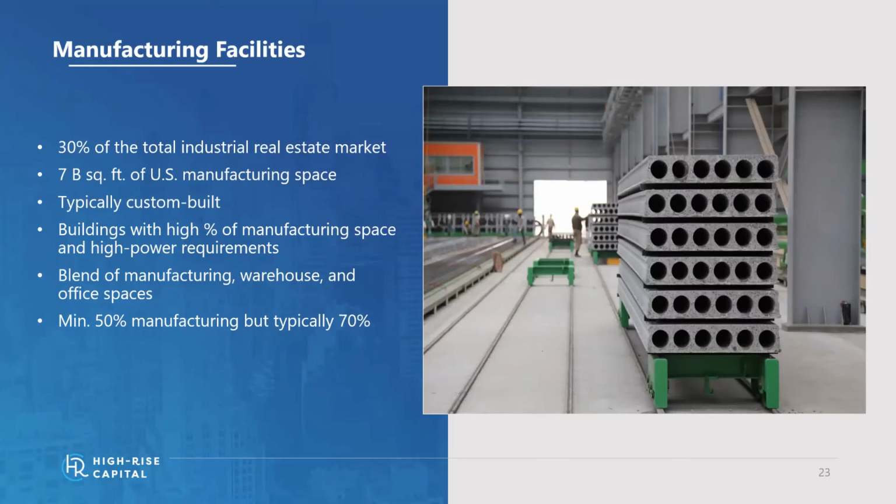Manufacturing facilities constitute about 30% of the total industrial real estate market, which is about 7 billion square feet of manufacturing space in the US. These types of facilities are typically custom built, and they have a high percentage of manufacturing space, and they also tend to have high power requirements based on all the equipment that's being used inside these facilities. And they tend to be a blend of manufacturing, warehouse, and office spaces. So there is usually some storage that takes place in the warehouse space. And of course, the manufacturing is where you find all the heavy equipment, and then of course, office space.